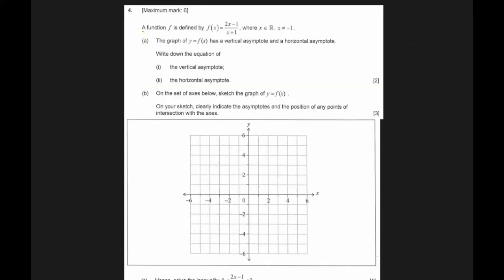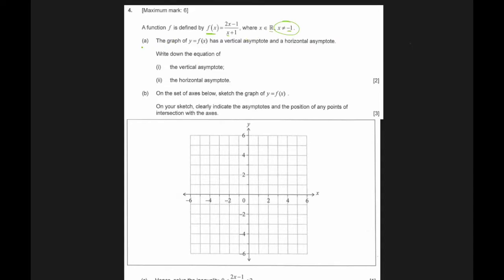Question number 4. A function f(x) is a rational function where x is all real numbers but minus 1. It cannot be minus 1. Obviously, if x is minus 1, it will be minus 1 plus 1, the denominator will be 0 and it will be undefined. That's why x is not minus 1.